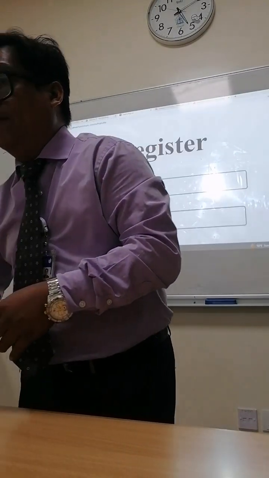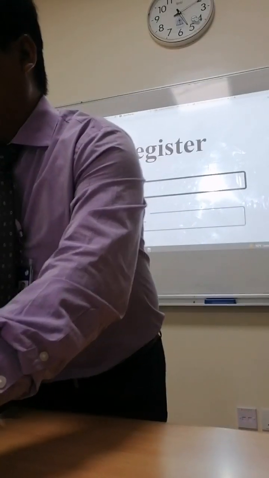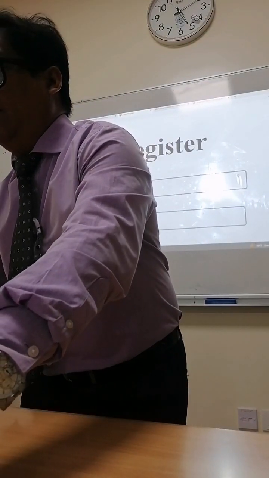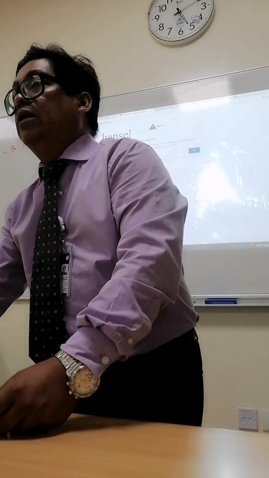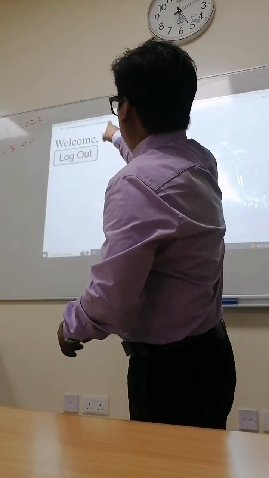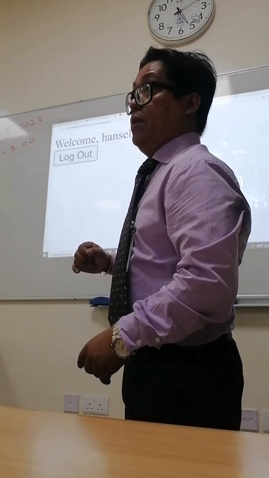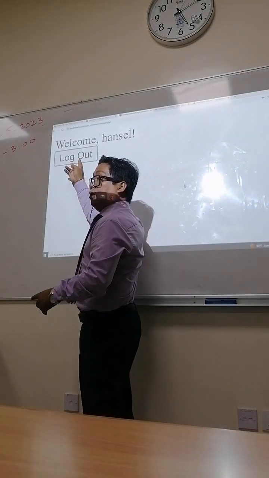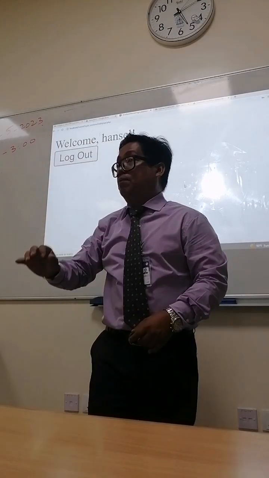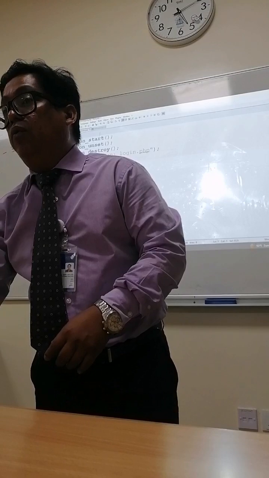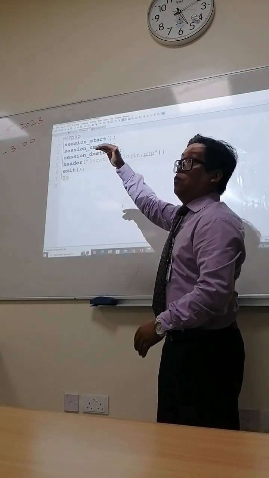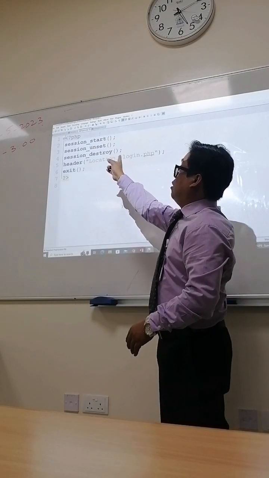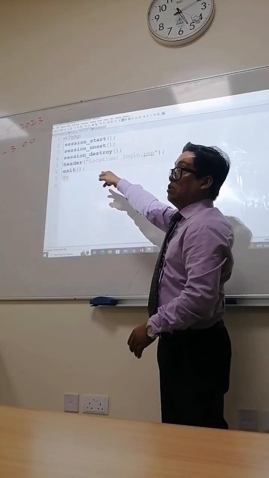So let me do it once again. I will log in as Hansel. My password is 12345, and if I log in, there you go. See, you can see now the main page.php there. This logout will call upon logout.php, where logout.php will show all these functions that you are going to use to terminate or unset your session, destroy the session.